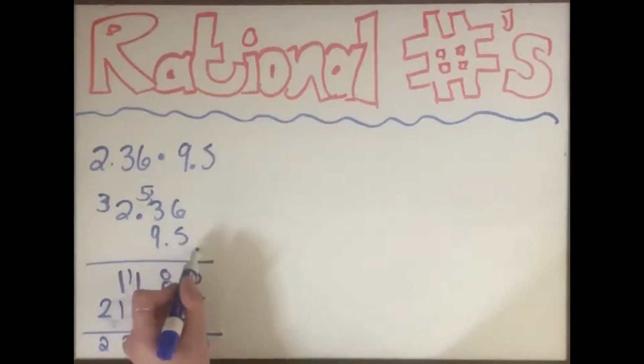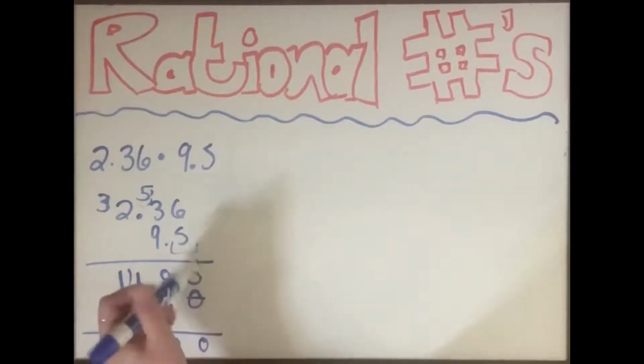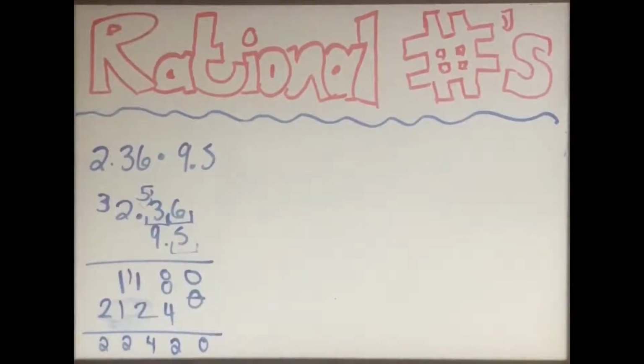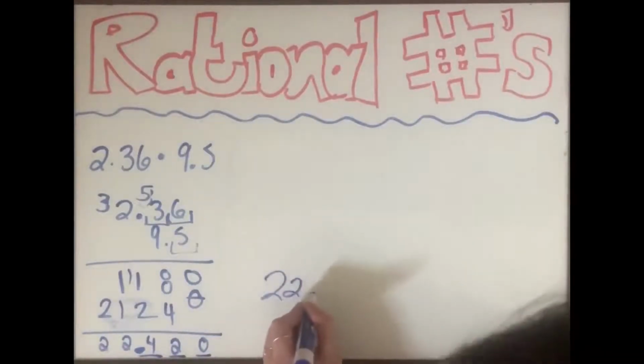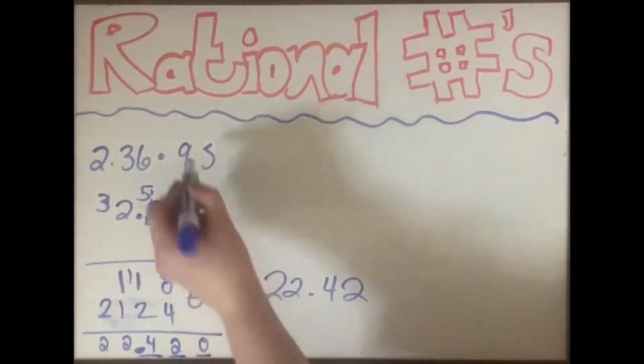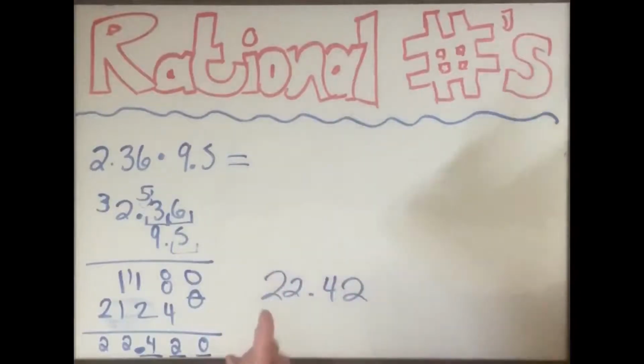So now that you have all your numbers, when you're multiplying, you just count how many decimal places we have. So here we have 1 decimal place, 2, 3. So your decimal point will go before 3 numbers. So if we're counting from the right, we go 1, 2, 3, and that's where our decimal point goes. So the answer is 22.42.